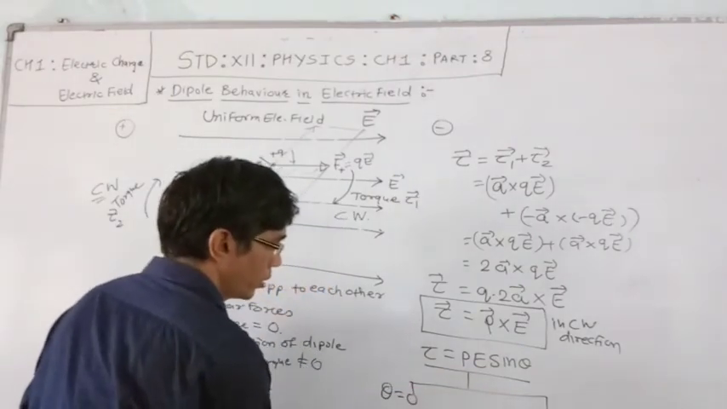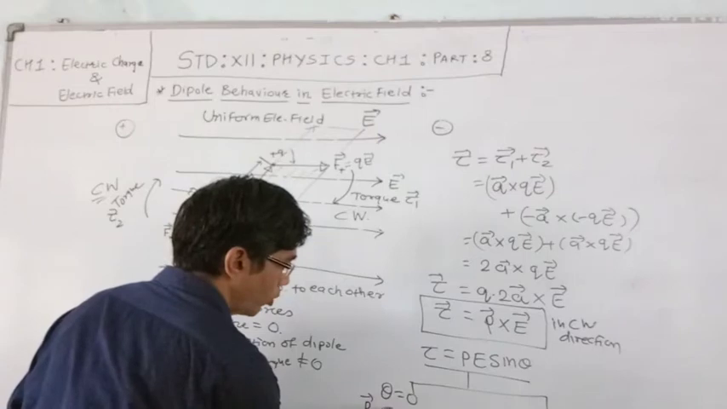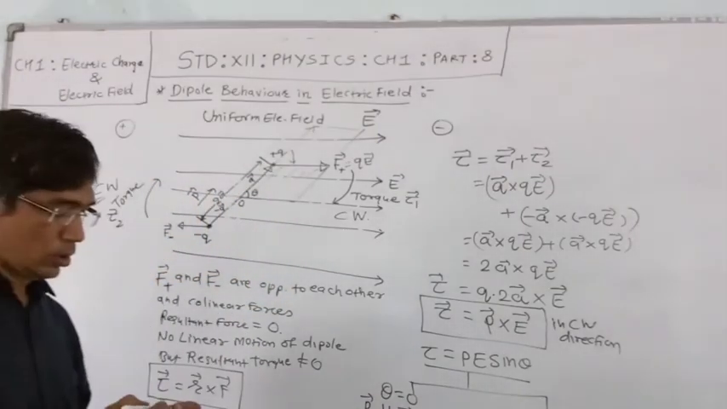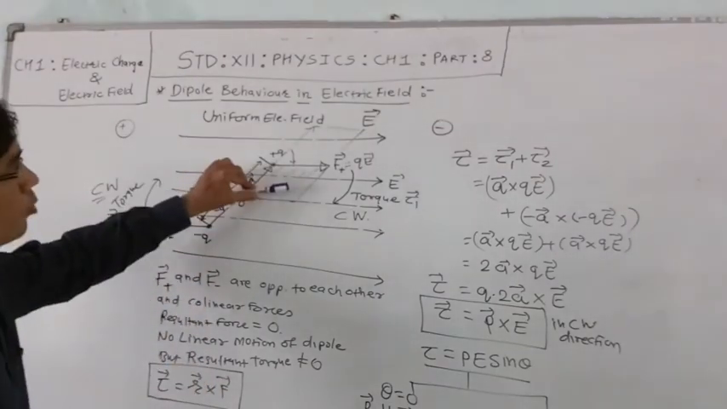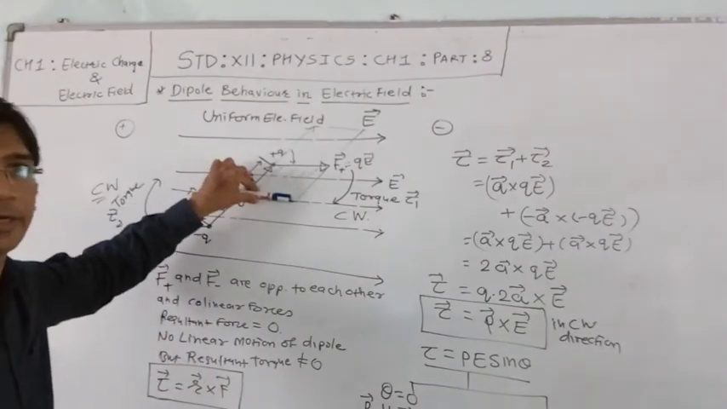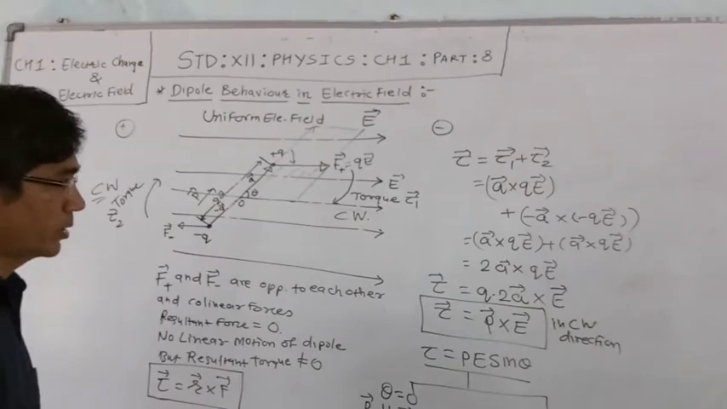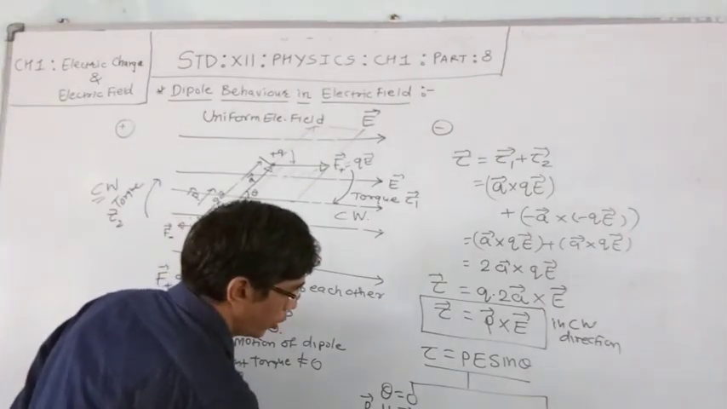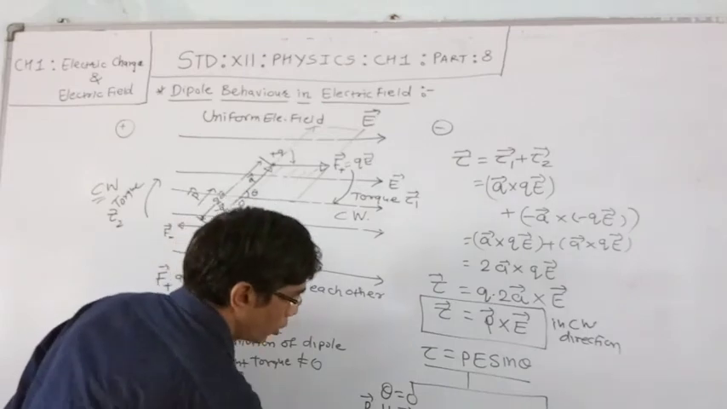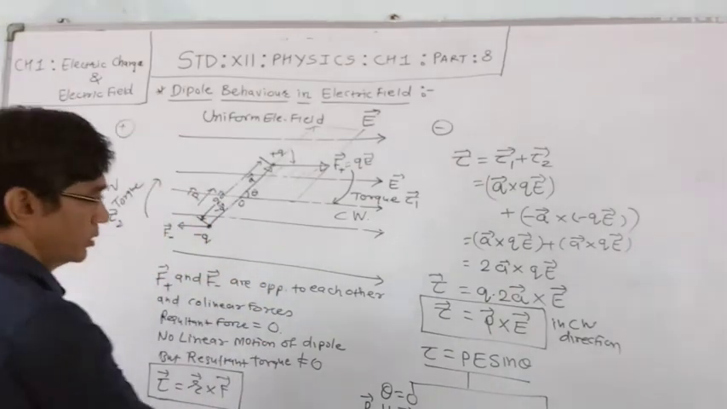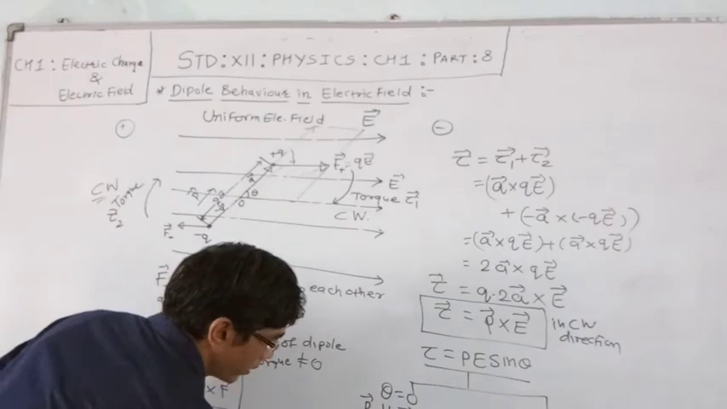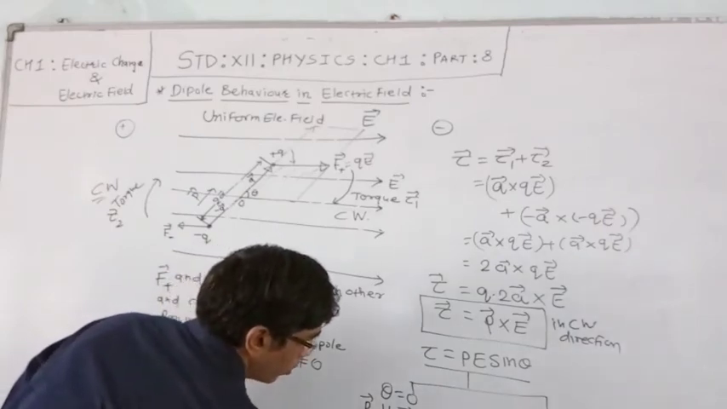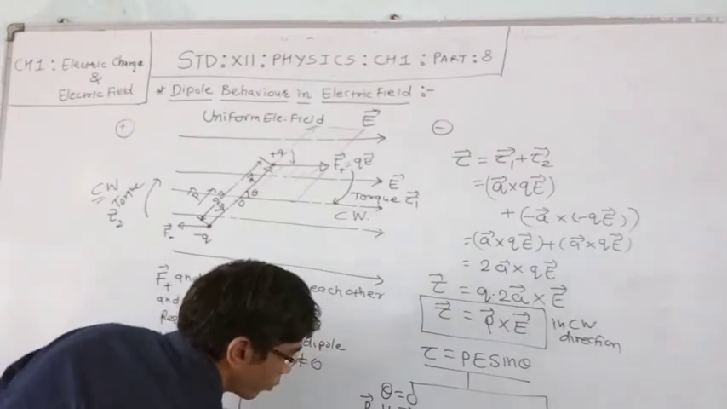When theta is 0, that means the dipole moment is parallel to the electric field. The angle is 0, so the dipole moment is aligned in the direction of the electric field. In that case, the torque is Pe sin 0, and the torque is 0. The torque is 0, that means this is the equilibrium condition, or equilibrium state of the dipole.